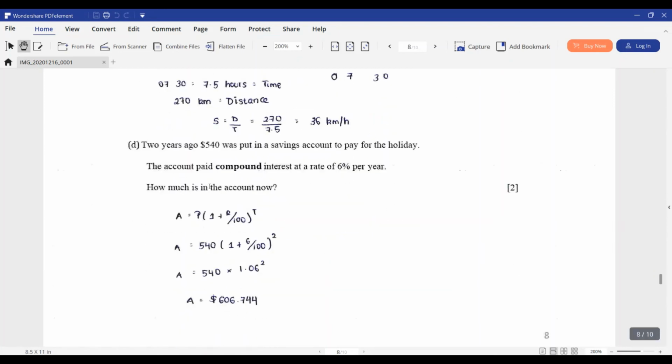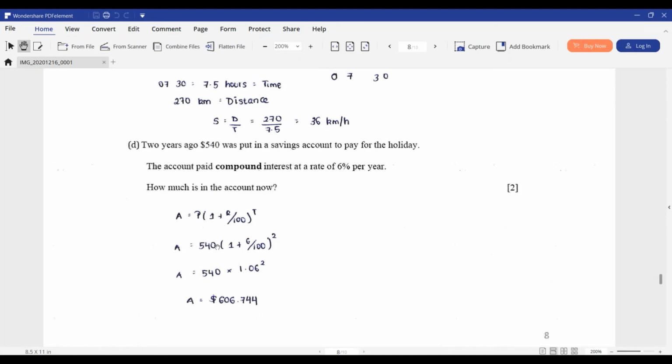Part D. 2 years ago, $540 was put in a savings account to pay for the holiday. The account paid compound interest at a rate of 6% per year. How much is in the account now? So we're going to write down the compound interest formula, and we're just going to substitute the values in and solve it.